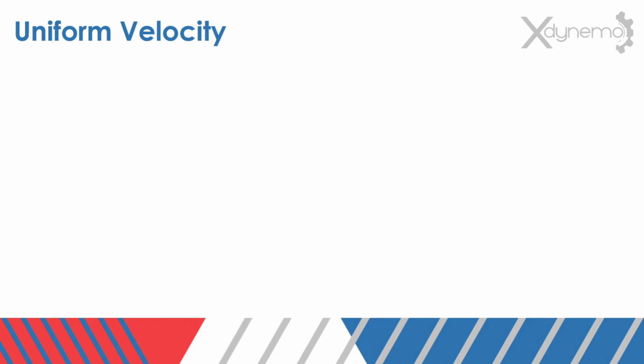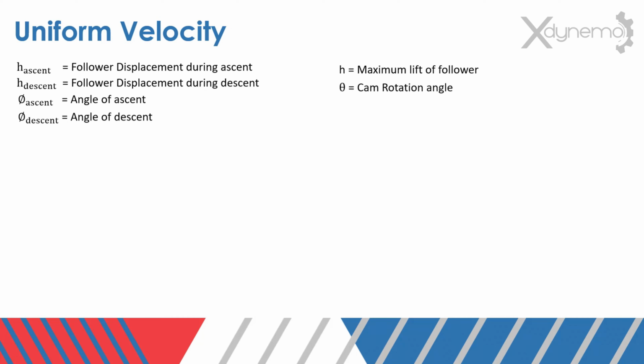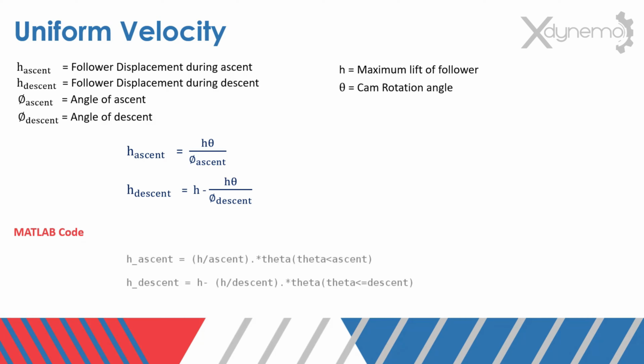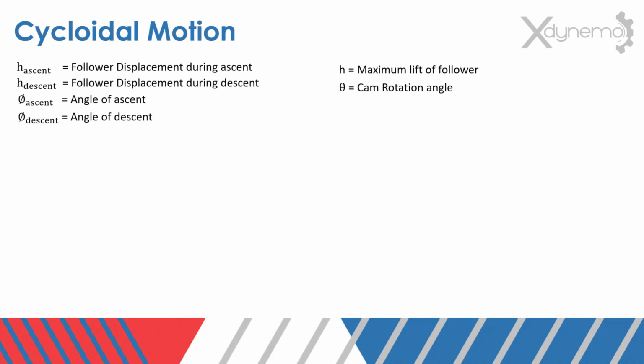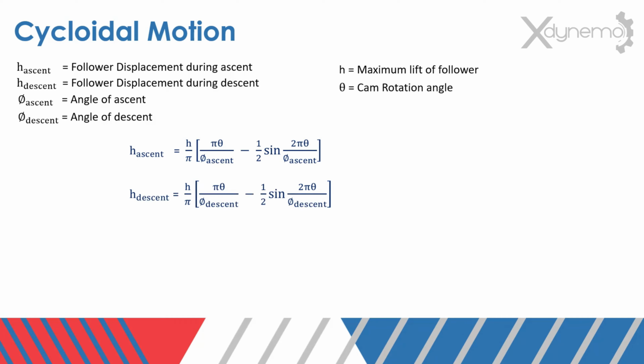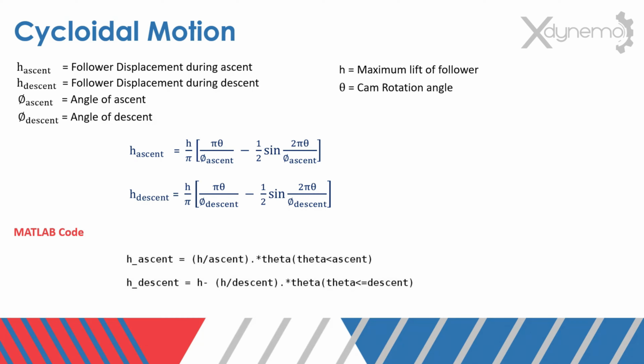Uniform velocity. Here are the equations representing follower displacement with uniform velocity motion. The MATLAB code for these equations is shown here. Cycloidal motion. Here are the equations representing follower displacement with cycloidal motion. Have a look at the MATLAB code for the above equations of cycloidal motion.